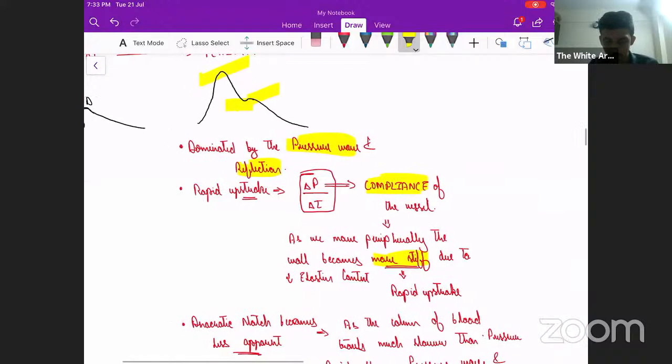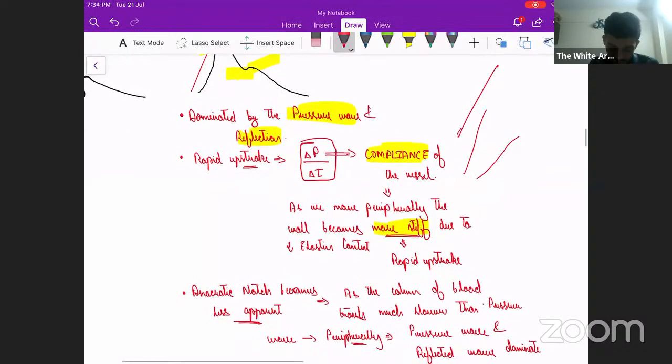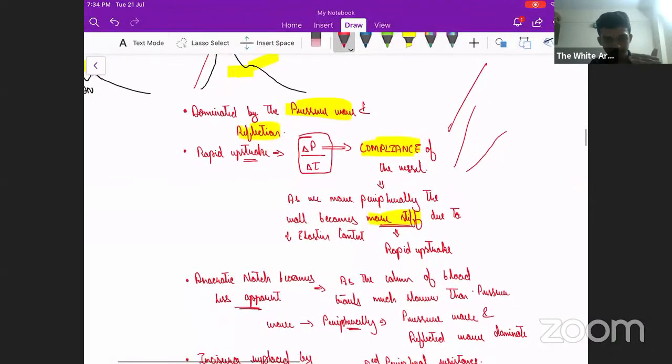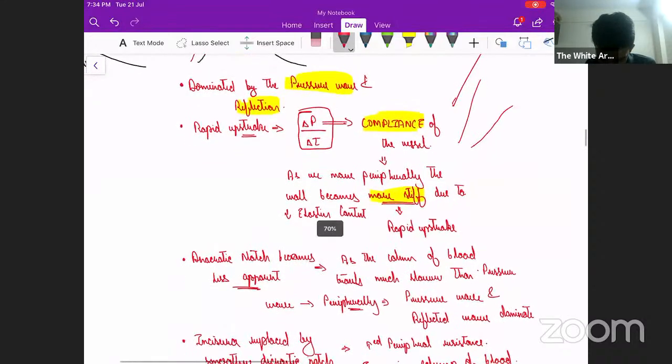But over here, what happens? Peripheral resistance is high. Vessel will become very stiff. In that case, we'll see a rapid upstroke. You won't see such smooth activity, but you will see a rapid upstroke. So that is what we see over here, a rapid upstroke due to the stiffness in the vessel. This is followed by the anacrotic notch which was there, the incisura which was there. It becomes less prominent.